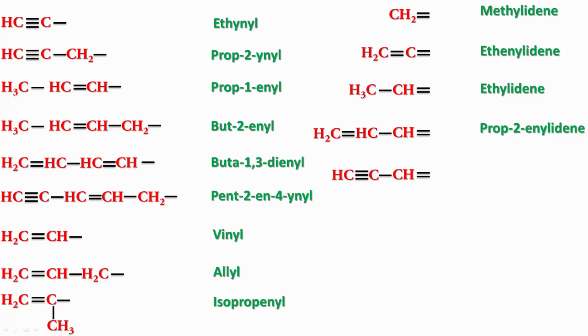What do you call this one? Well, ylidene takes care of this double bond. Now forget about this. Prop-2-enylidene. Okay. So that is the way you name them. So let's look at a couple more namings, and maybe this will become clearer.